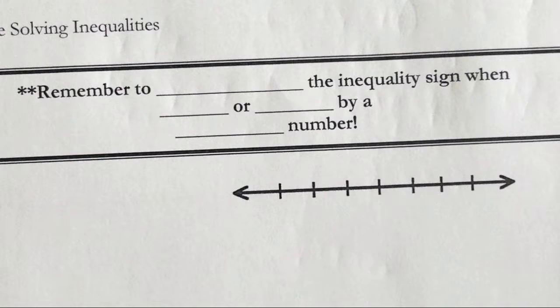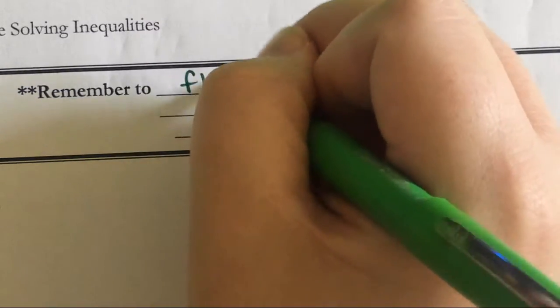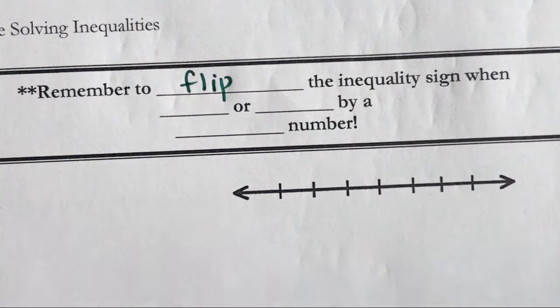Okay, so today we're going to do inequalities. Did I not give you one of these? I did. Okay, we need to not lose hair. We need to remember to flip the inequality sign when we blank or blank by a blank number. When we what?